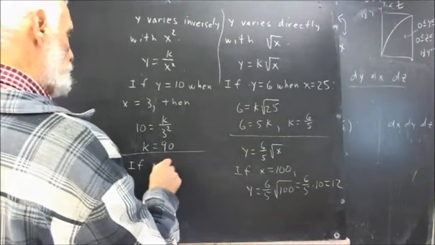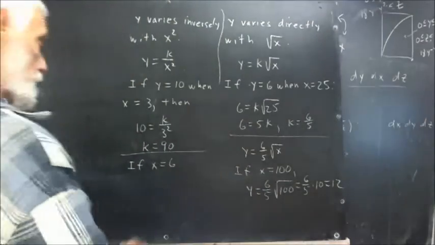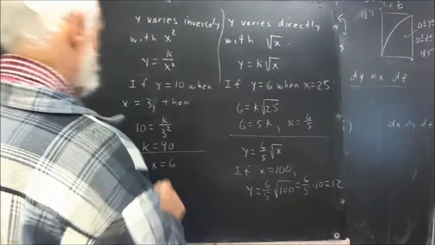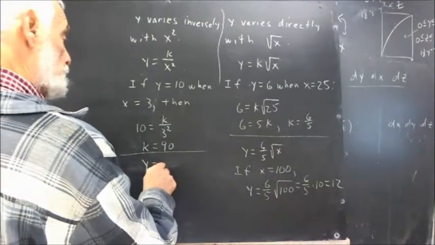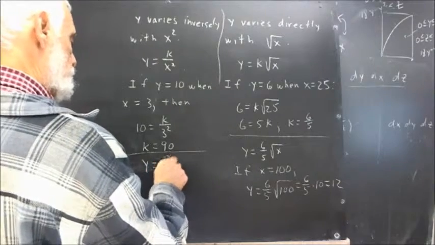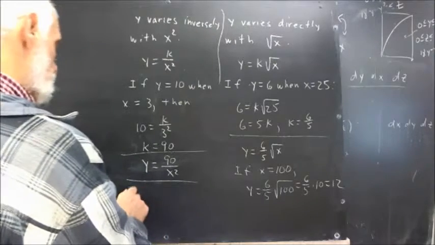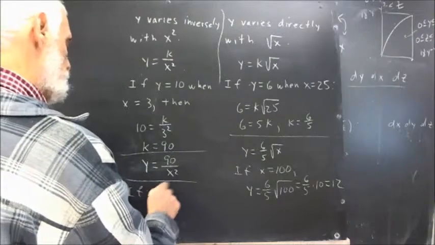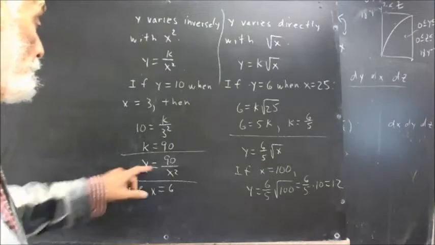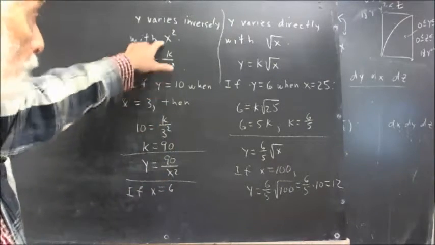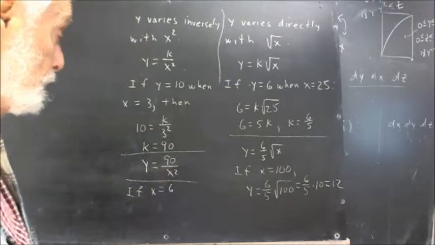Now, if x equals, let's say, 6, actually, I'm getting ahead of myself. We want to write the equation y equals 90 over x squared. Now, why do we say y equals 90 over x squared? Well, y equals k over x squared. We just found that k is 90, so we're going to put that information into the equation.